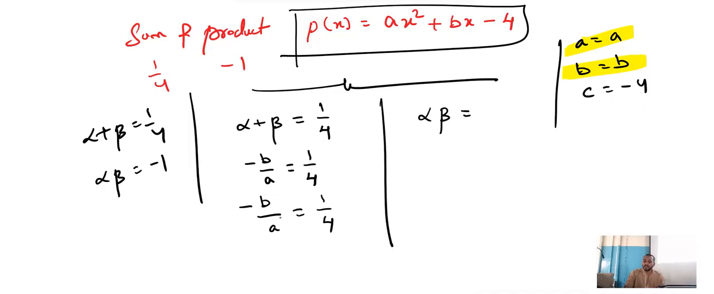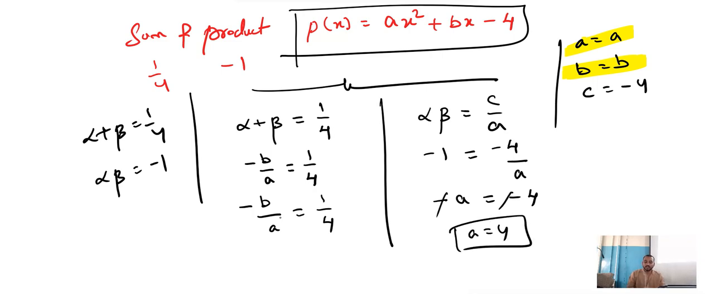Alpha into beta is C by A. What is alpha into beta? Minus 1 is equals to, what is C? Minus 4 by, what is A? A only. Cross multiply, A into minus 1, minus A is equals to minus 4. Minus minus get cancelled. The value of A is 4.